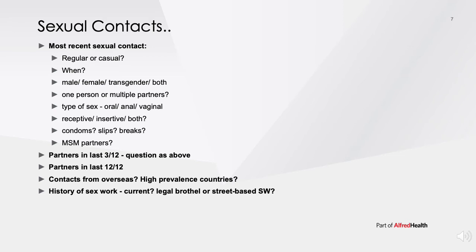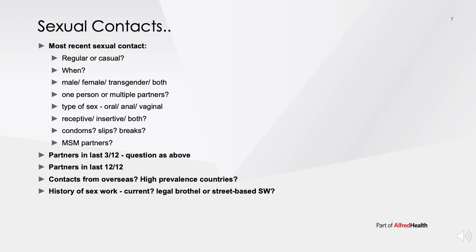Was it multiple partners? What type of sex did they have with this person or these people? Was it oral, anal, vaginal sex? If it was anal sex, was it receptive or insertive or both? And some people call that versatile. Did they use condoms at all? And if so, were there any slipped or broken condoms?